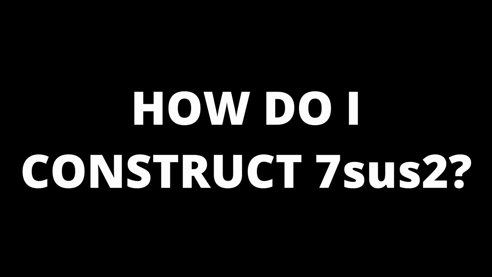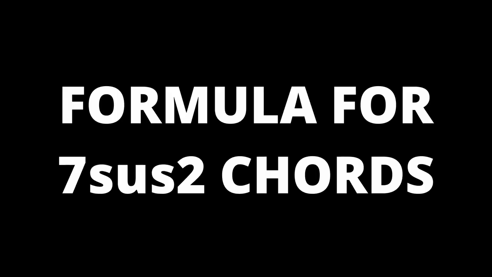Now you might be asking, how do I construct the 7sus2 chords? 7th suspended second chords have 4 notes: 1st, 2nd, 5th, and flat or minor 7th. These numbers show the notes that make up the 7sus2 chord. They are also referring to the intervals that are written within the chord. It is like a formula or recipe that you can apply to generate 7sus2 chords. Let's look at an example to clarify this.